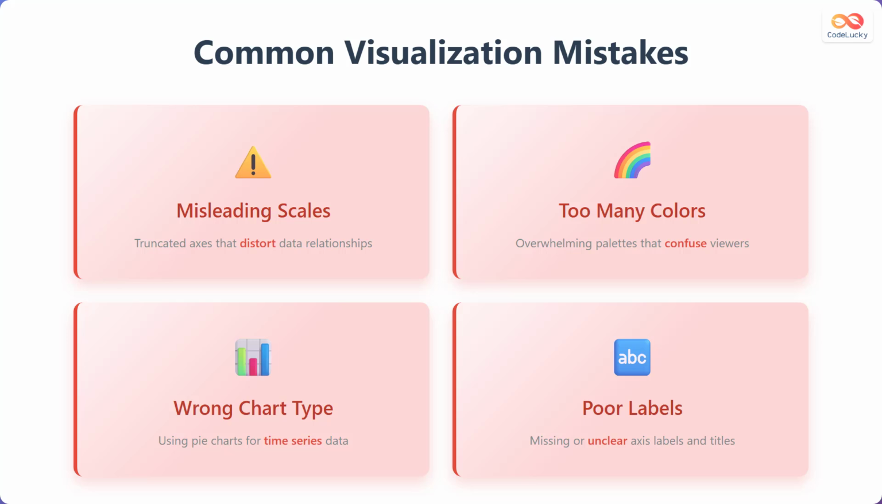Let's address some common pitfalls in data visualization. Misleading scales, such as truncated axes, can distort data relationships. Using too many colors can overwhelm and confuse viewers. Choosing the wrong chart type, like using pie charts for time series data, can misrepresent the data. And poor labels, including missing or unclear axis labels and titles, can hinder understanding. Being aware of these mistakes can help you create more reliable and effective visualizations.